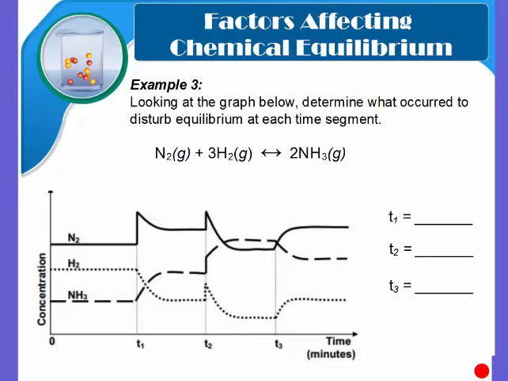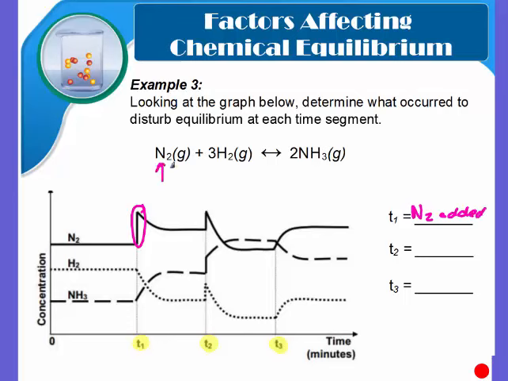Finally, look at the graph below and determine what occurred to disturb equilibrium at each segment below. So at T1, T2, and T3. At T1, notice that you have a sharp rise in nitrogen. Hydrogen started decreasing slowly, and NH3 started increasing. So that sharp rise tells me that nitrogen was added.